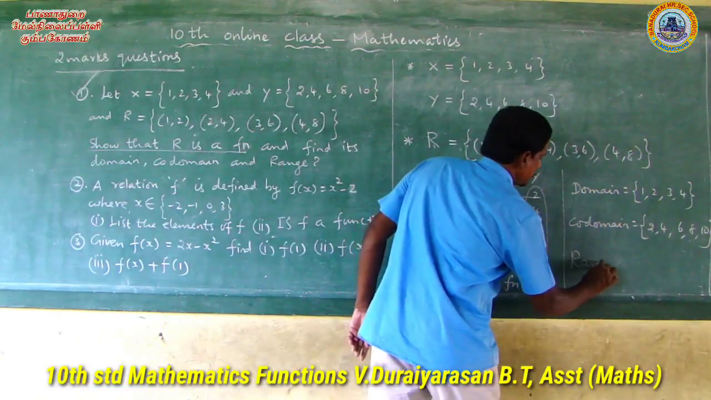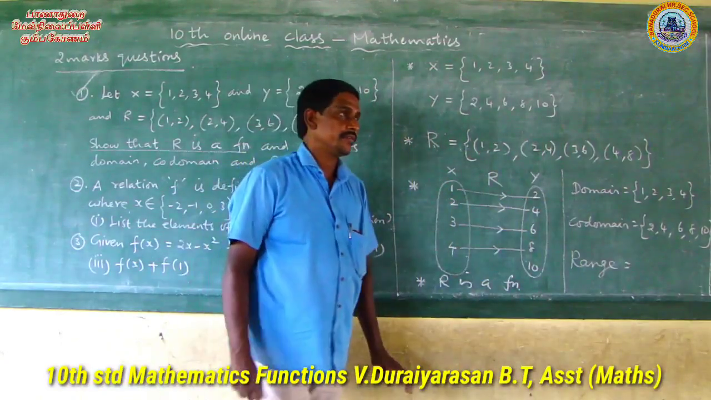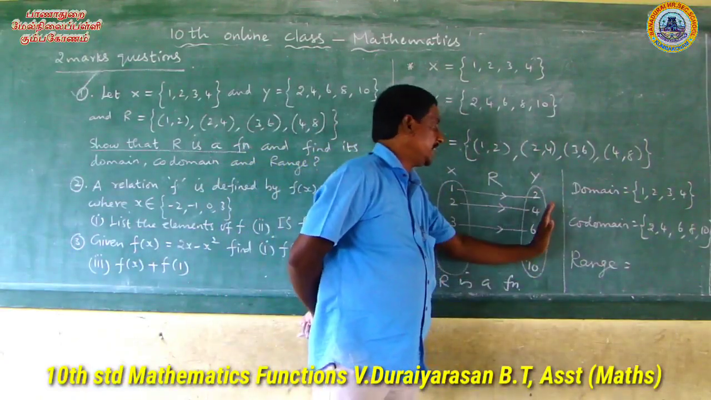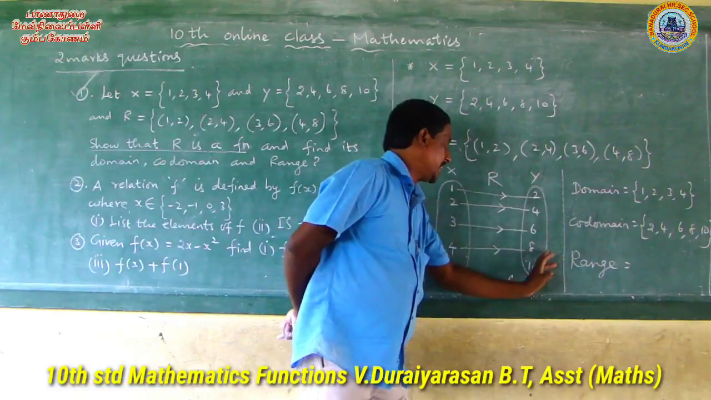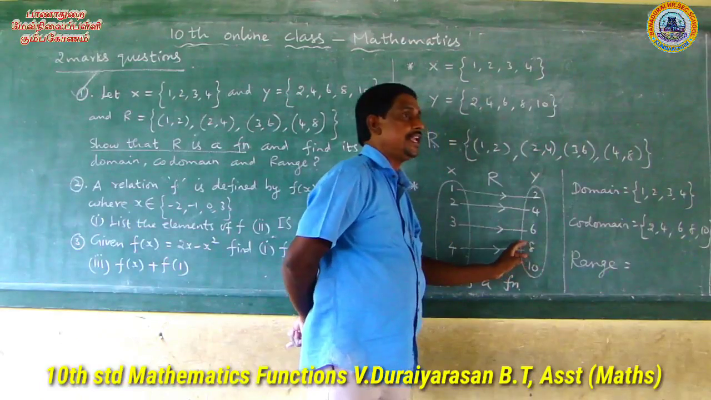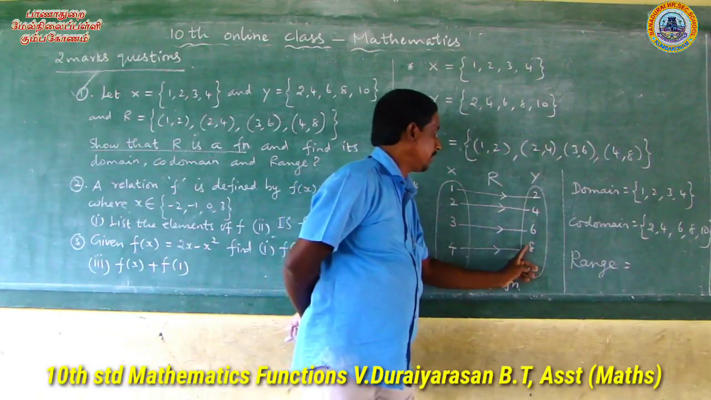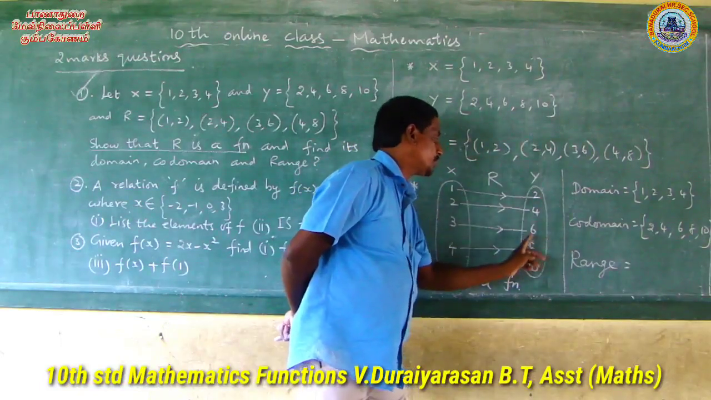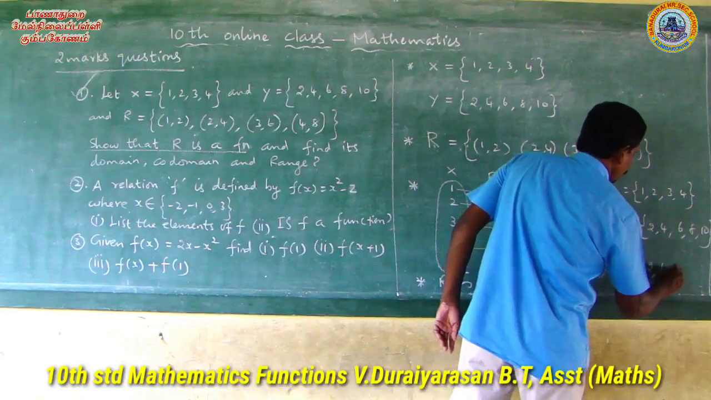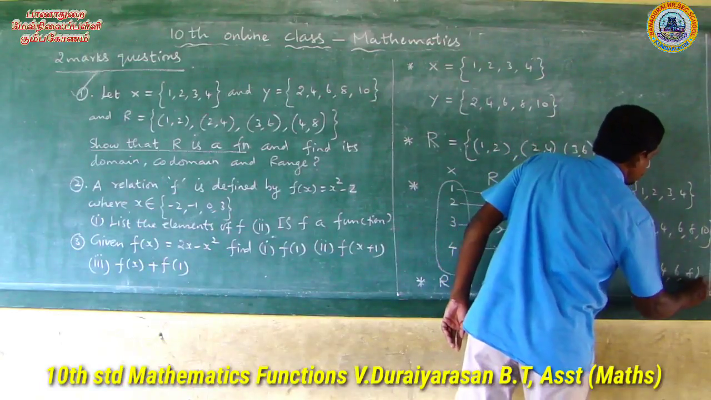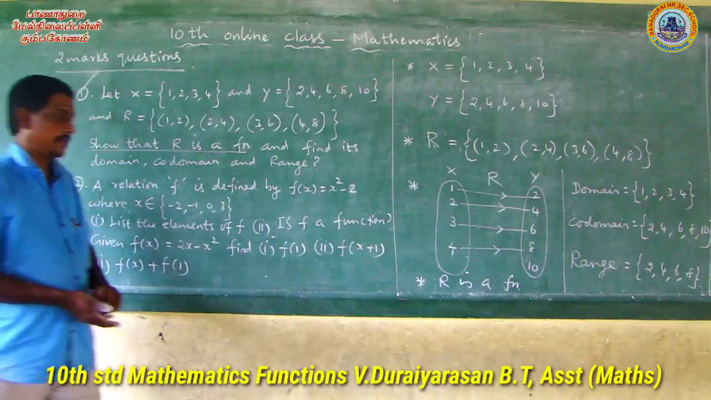What is the range, sir? Only the elements of Y connected with a pre-image in the domain values. What are the values, sir? 2, 4, 6, 8 is called the range. Okay? This is the first 2 mark question.